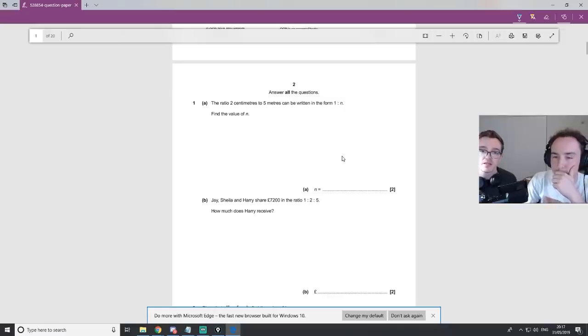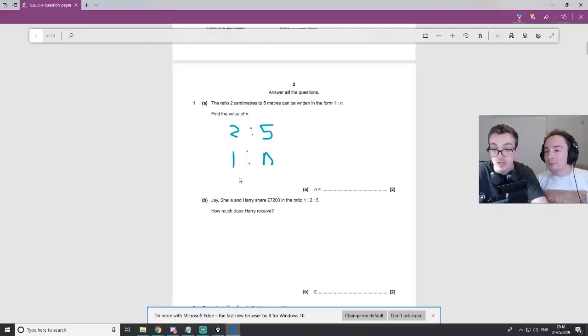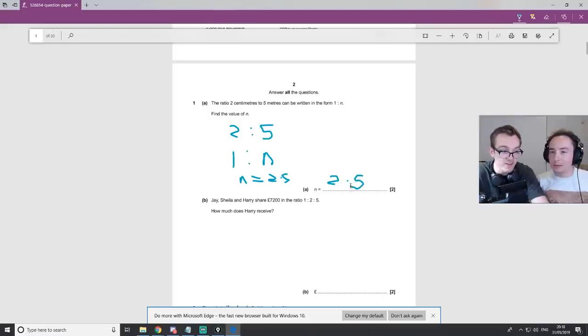The ratio 2 centimeters to 5 meters can be found and written in the form 1:n. Find a value of n. Easy. N is 2.5. Wait, what? Therefore, I thought it can be written in the form 1:n. N equals... I'm still using colons in a grammatical sense. So I was like, how do you write the ratio 2 to 5 in the form 1:n?